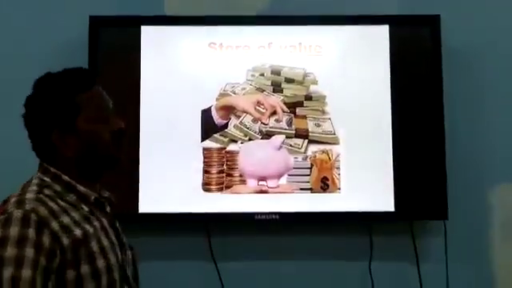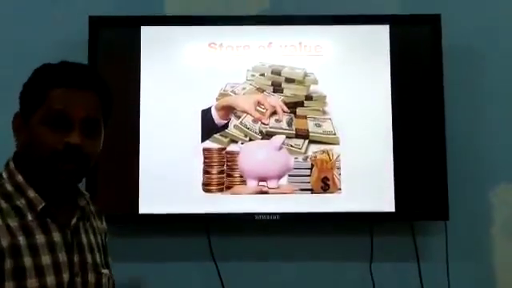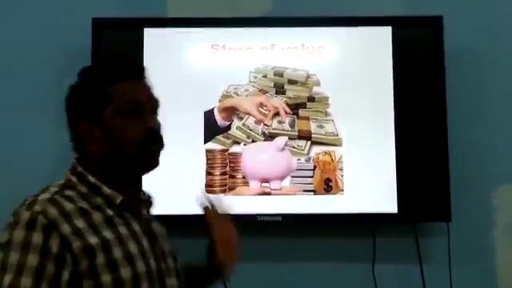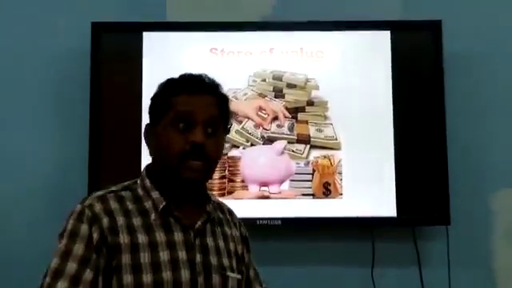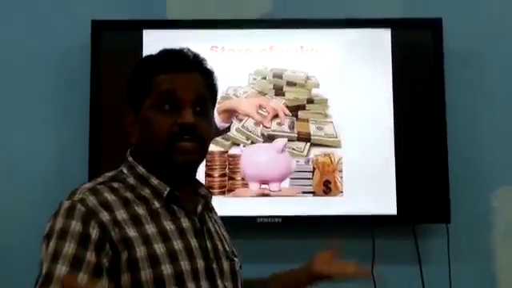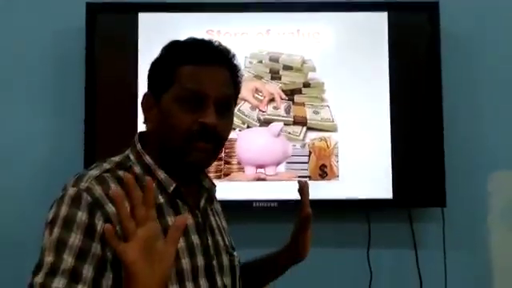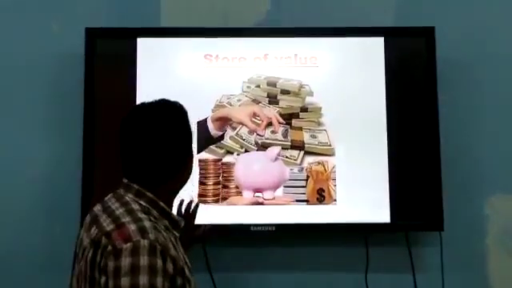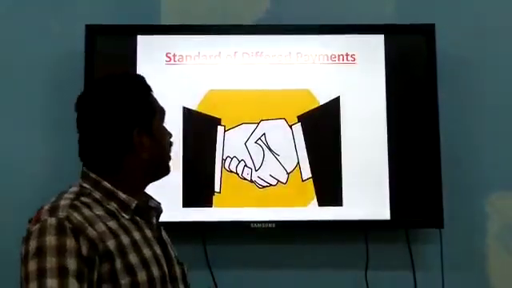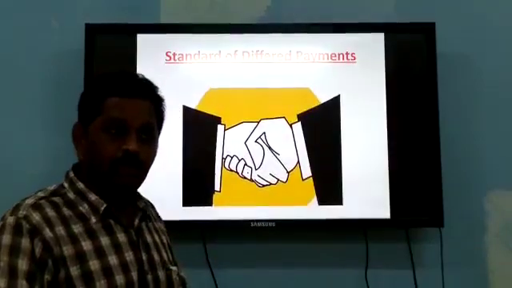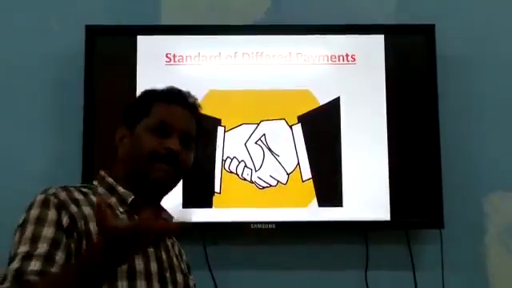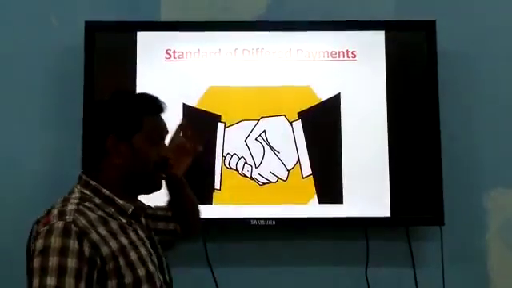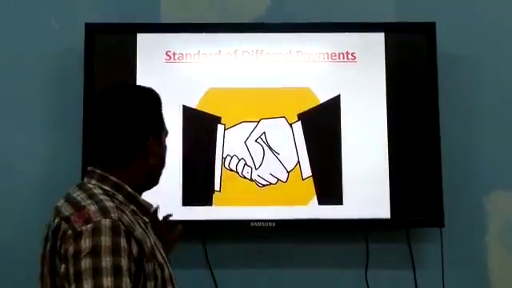You see, store of value. One of the functions of money is store of value. That means we can store it anywhere. If we store, the value of money should be the same, it should not be disturbed. And the standard of deferred payments, we said, paying to different persons. The barter system did not allow this, but this is also one of the functions of money.